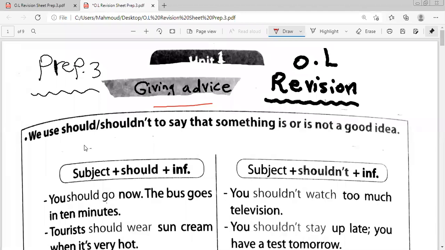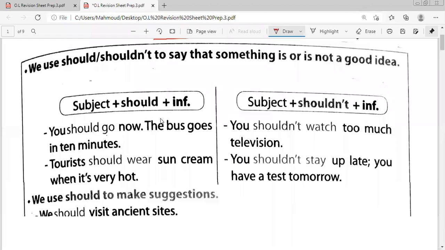We said before that we can use should or shouldn't to say that something is or is not a good idea. So if you want to give advice, you can use should or shouldn't, as you see. Like, you should go now. The bus goes in 10 minutes. Tourists should wear sun cream when it's very hot.